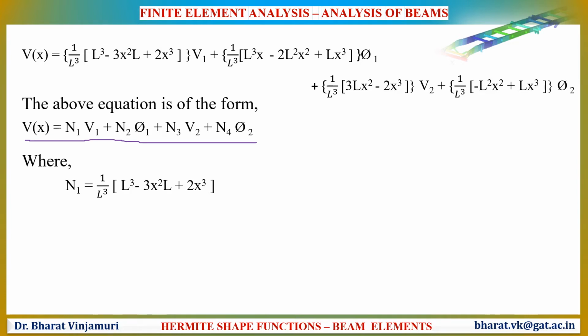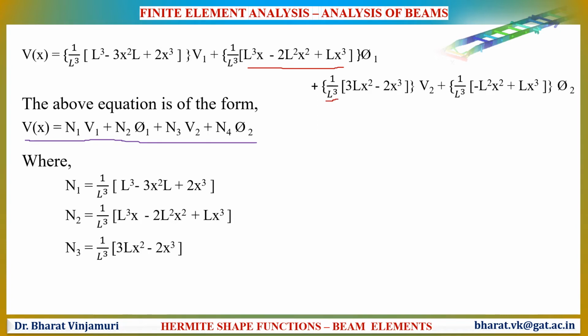where N1 is nothing but the first shape function, 1 by L cube multiplied by L cube minus 3x square L plus 2x cube. N2 is equal to 1 by L cube times x minus 2L square x square plus Lx cube. N3 is equal to 1 by L cube times 3L x square minus 2x cube, and N4 is equal to 1 by L cube times minus L square x square plus Lx cube. These are the shape functions in terms of the global coordinate system.